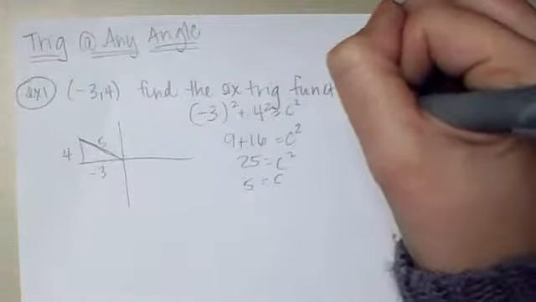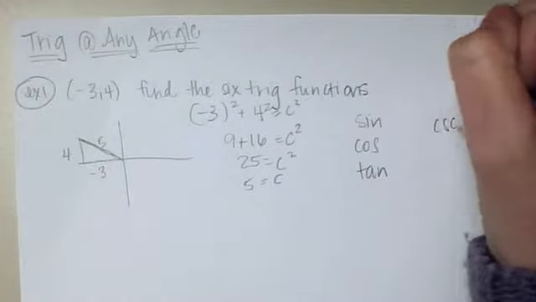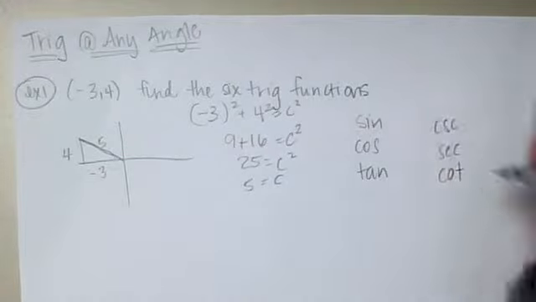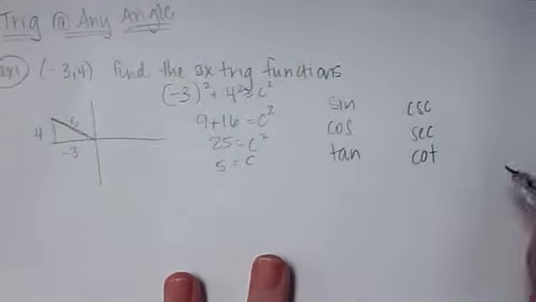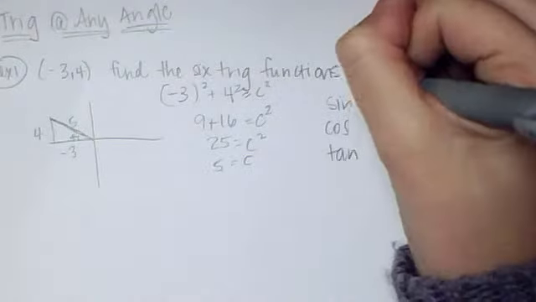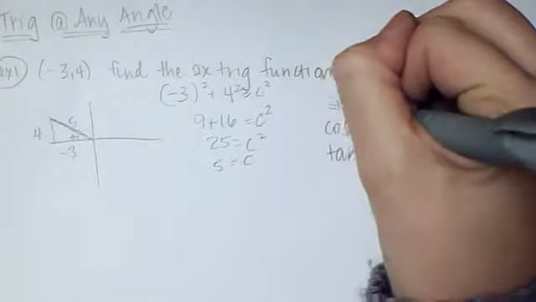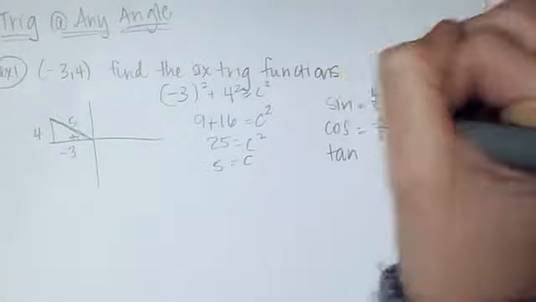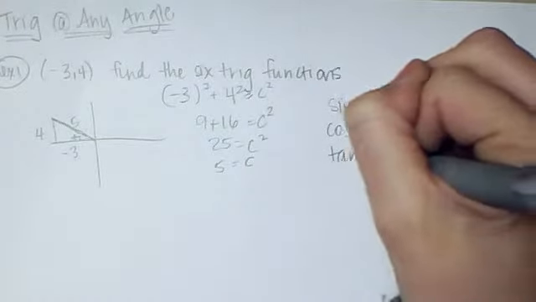Okay, now to find my 6 trig functions, I have sine, cosine, tangent, cosecant, secant, and cotangent. I need to be sure I line those up so that when I go to flip them in a minute, that'll be a little bit easier. For sine, here's my angle, so opposite over hypotenuse, 4 over 5. Cosine, adjacent over hypotenuse, -3 over 5. Tangent is opposite over adjacent, so 4 over -3.